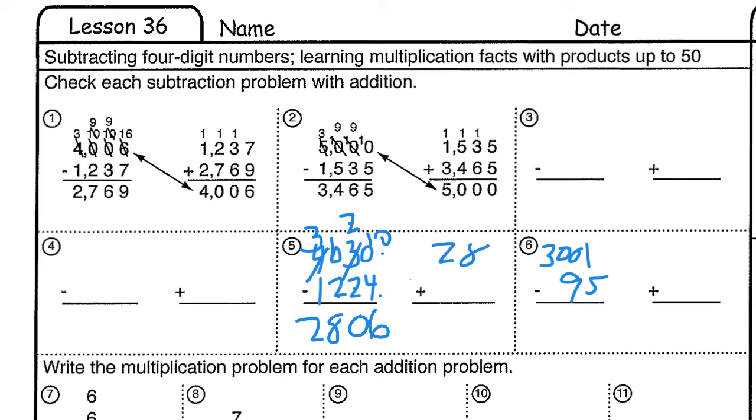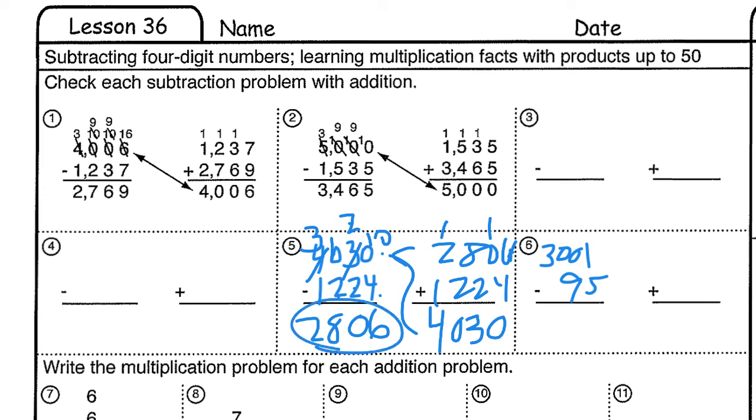Let's check this. 2, 8, 0, 6. Ooh, that's tough. Okay, 1, 2, 2, 4. 6 plus 4 is 10. Regroup with the 1 there. 0 plus 1 plus 2 is 3. And 8 plus 2 is 10. Regroup with the 1, 4, and it matches up. So make sure you got that for your answer. Pause the video, erase and fix it, and match it up with my paper if you got it wrong.